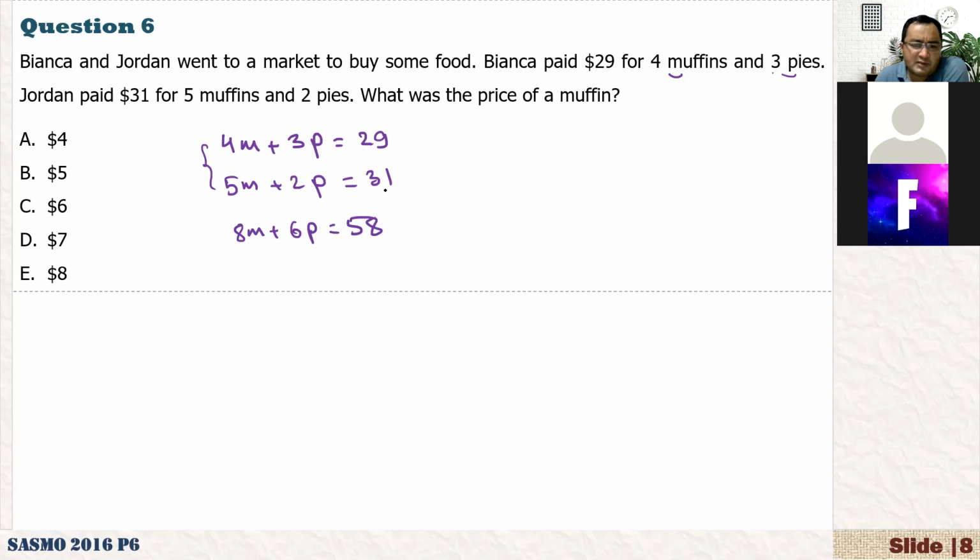The second one, both sides, I'm going to multiply by 3. 3 times 5, it is 15m. And 3 times 2, it is 6b. And 3 times 31, it is 93.